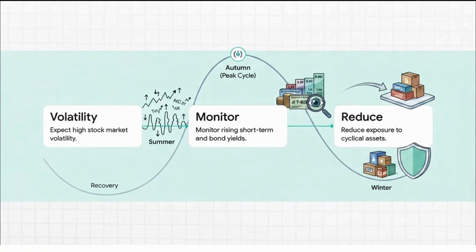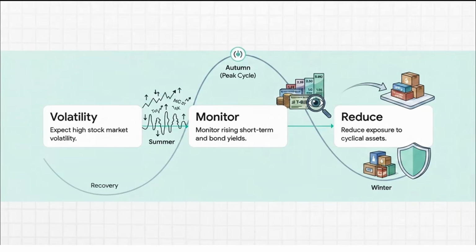Because of this, your trading strategy absolutely has to evolve. Sure, stock prices are often still grinding higher because corporate profits look great, but man, the ride gets incredibly bumpy. You've got to expect high market volatility here. You need to watch those rising short-term and government bond yields like a hawk. This is exactly when you want to start playing a little defense. Maybe trim back your exposure to those cyclical assets you loaded up on in the spring.